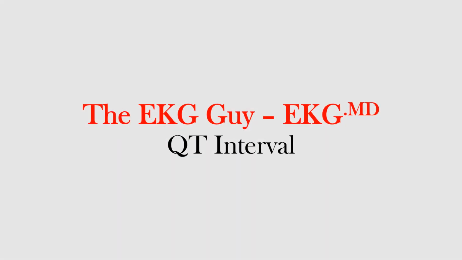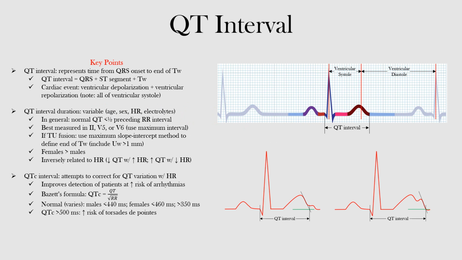In this lecture, we will discuss the QT interval, specifically what it represents, how to calculate it, and how it should normally appear on the EKG. The QT interval represents the time from the onset of the QRS complex to the end of the T wave. If you look here, here's our P wave, this is our QRS complex, and this is our T wave. We're saying from the onset of our QRS, so this point here, until the end of our T wave, this is our QT interval.